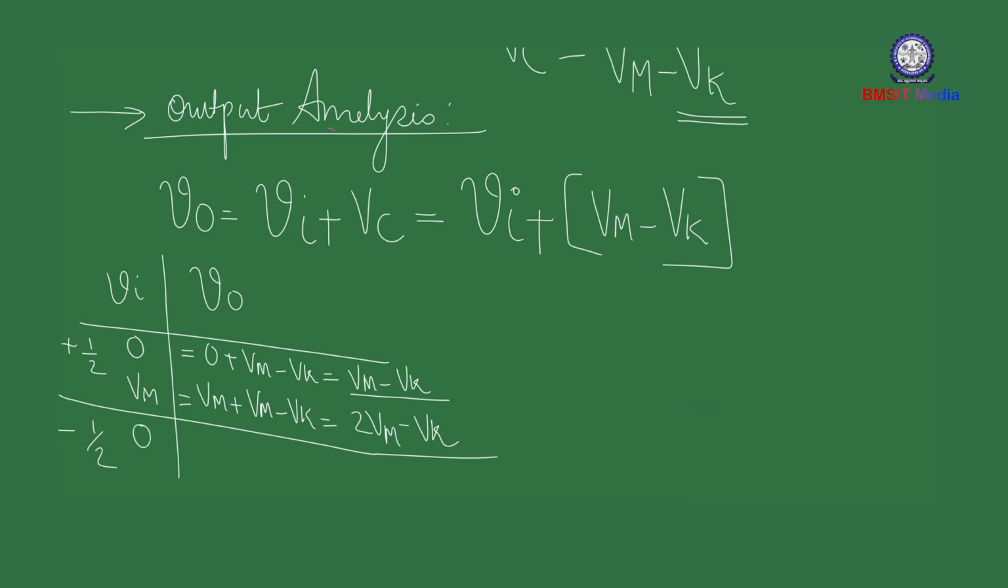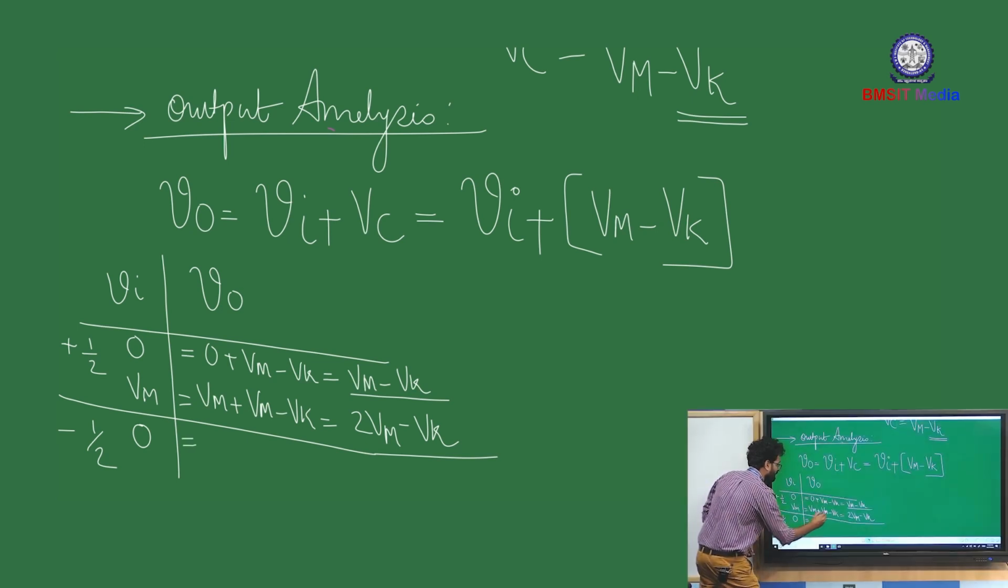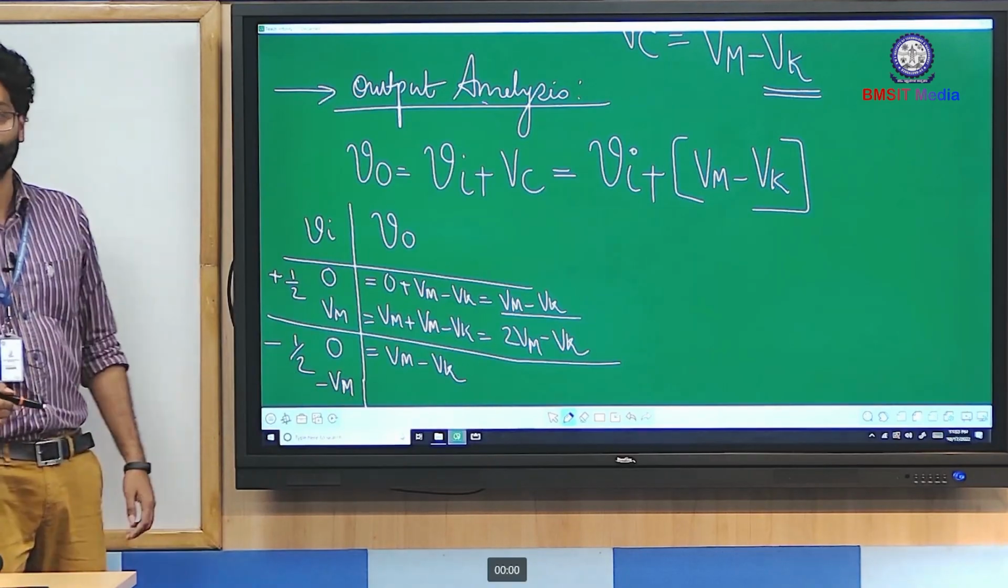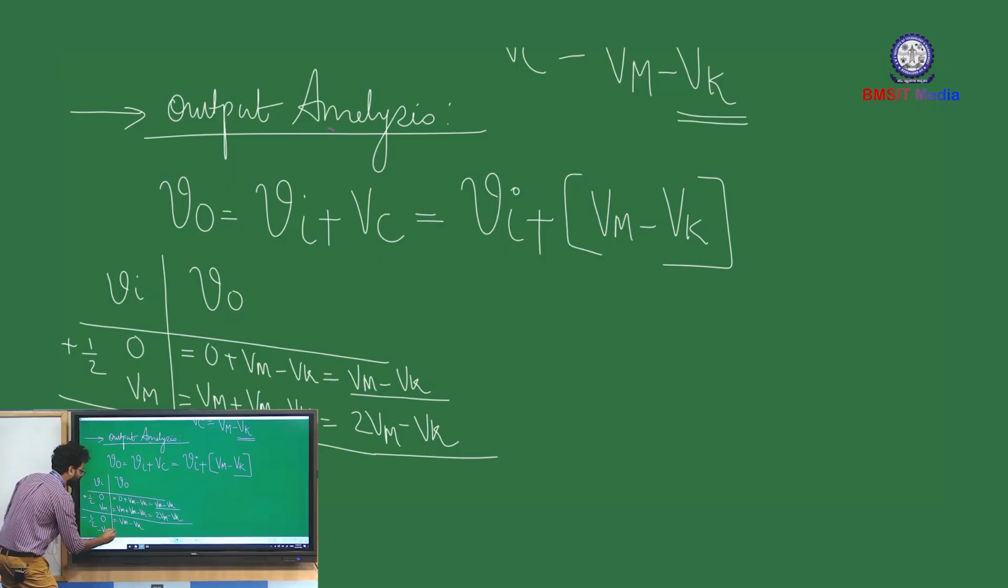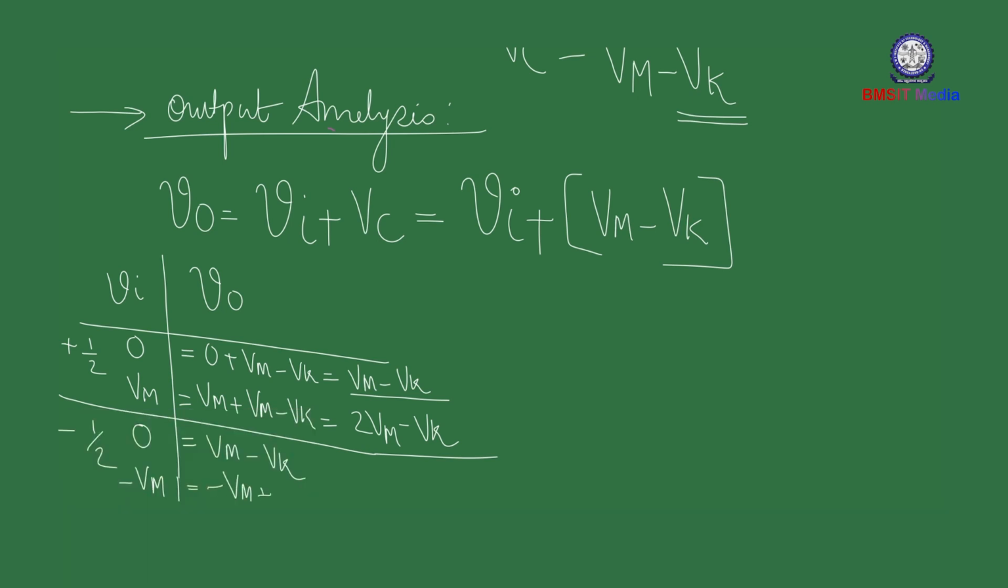And for negative half cycle, same analogy can apply. When your negative half cycle starts from 0 volts, output going to be Vm minus Vk. On the other hand, when your negative half cycle reaches negative maximum, which is nothing but minus Vm, your output going to be at minus Vm plus Vm minus Vk, which is equal to minus Vk. And you can plot the input-output waveforms.